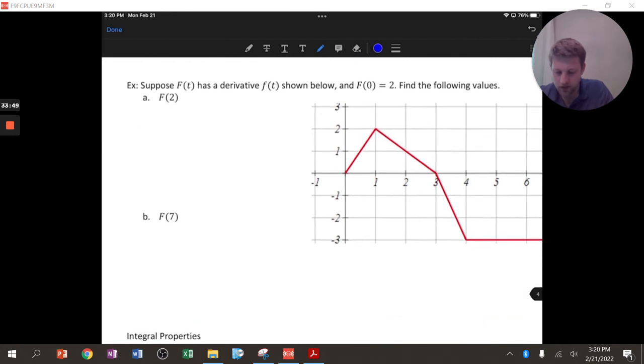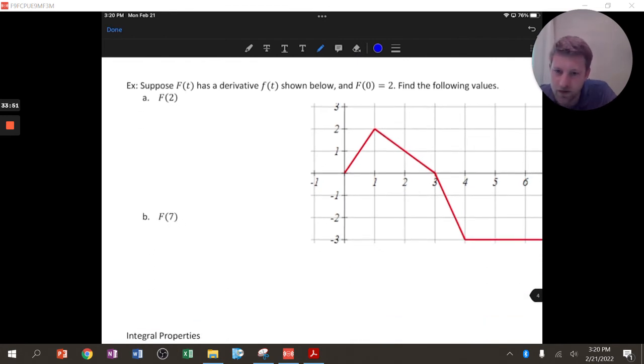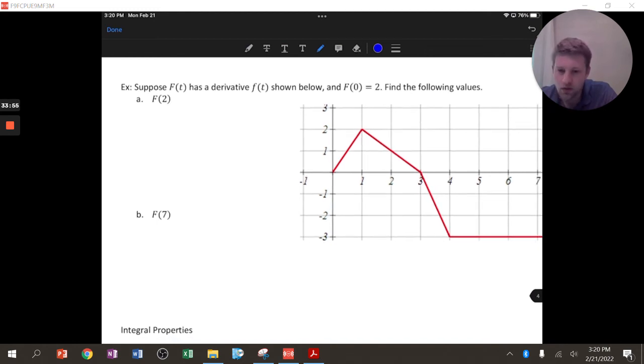Let's consider keeping with these antiderivative functions and considering the graph below. Suppose that we have capital F of t has a derivative of little f of t, shown below, and capital F of 0 is equal to 2. We want to find each of the values based on our function here in our graph. The first one we'll try to find is capital F of 2.